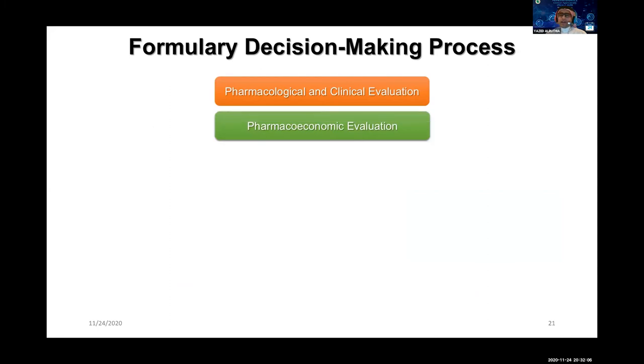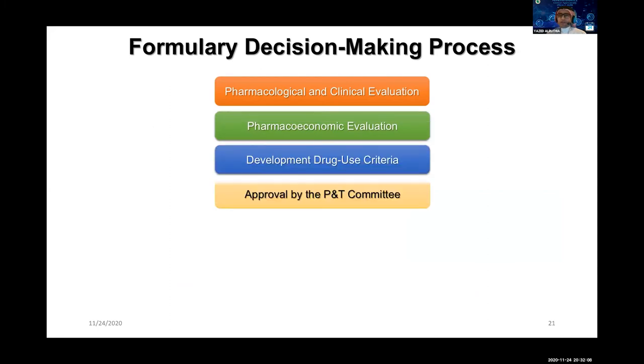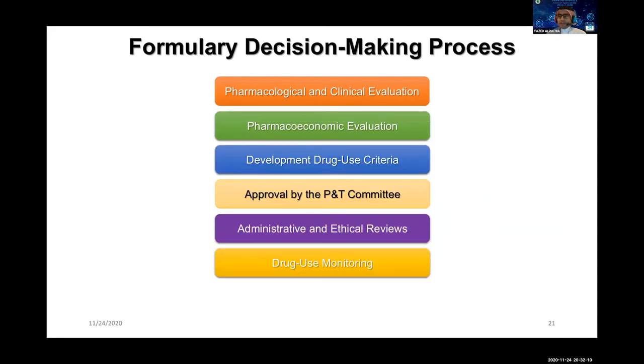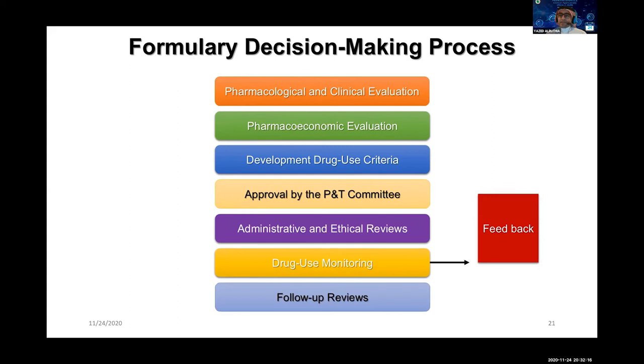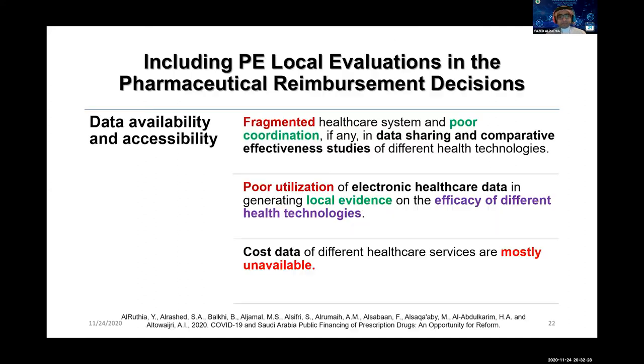So how should formulary decision-making be done? Usually we look at the pharmacologic and clinical evaluation data, and then we look at the pharmacoeconomic evaluation. However, in reality, this is not done. Rarely do people look at the pharmacoeconomic data, and even if they look at it, they don't interpret the findings, given the aforementioned barriers, in the right way.